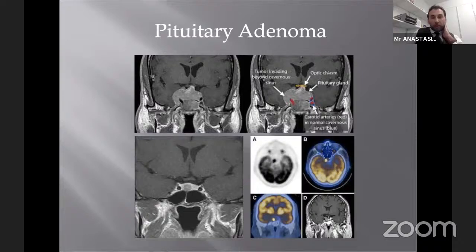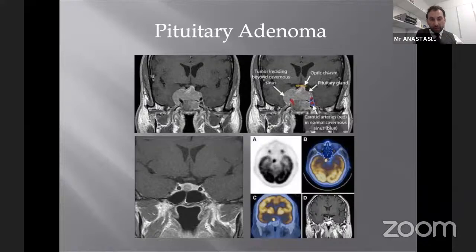So pituitary adenoma, one of the most common pathologies that we're dealing with. Very important for us are the sagittal and coronal T1 post-gad reconstructions. So we can identify the optic chiasm, the optic apparatus, usually pushed superiorly by a large macroadenoma, and the invasion of the cavernous sinuses laterally. We're using the Knosp grading system for the cavernous sinus extension.